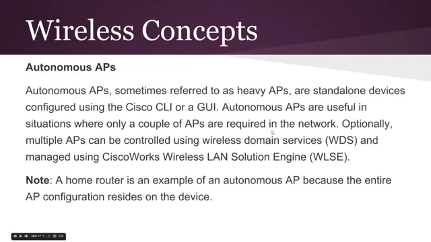Now, an autonomous access point, sometimes referred to as a heavy access point, are standalone devices configured using the Cisco CLI or graphic user interface. Autonomous access points are useful in situations where only a couple of APs are required in the network. Optionally, multiple APs can be controlled using wireless domain services and managed using Cisco Works Wireless LAN Solution Engine. A home router is an example of an autonomous AP because the entire AP configuration resides on the device.